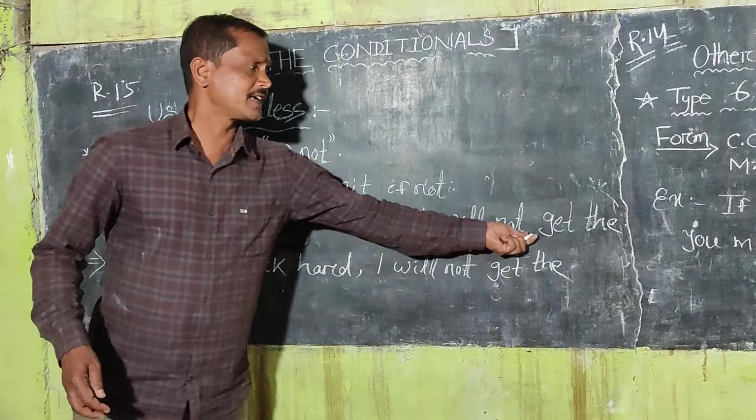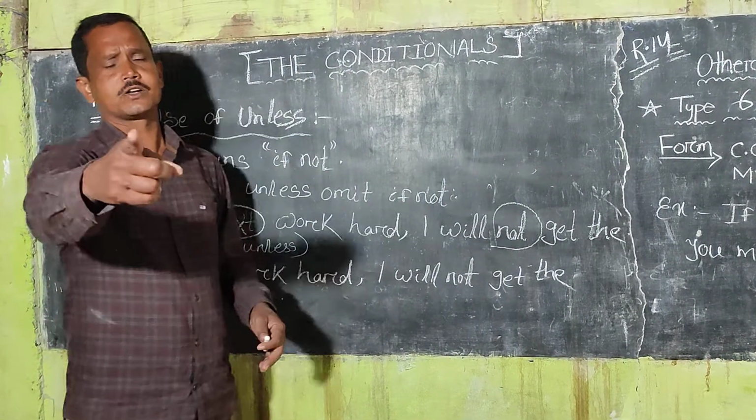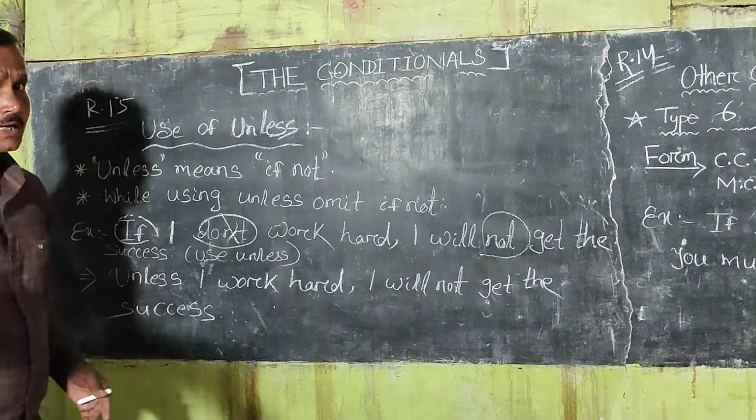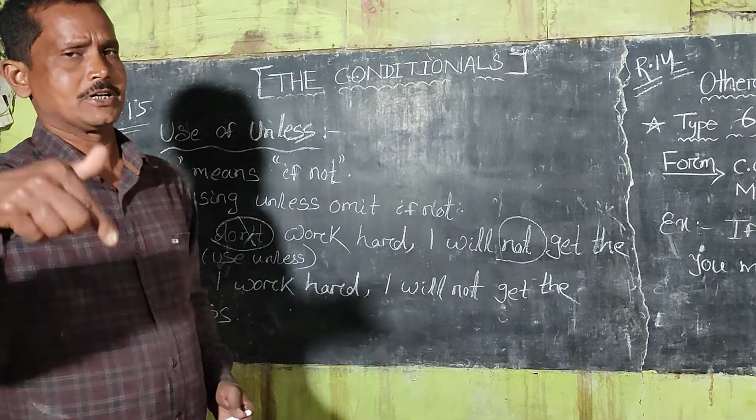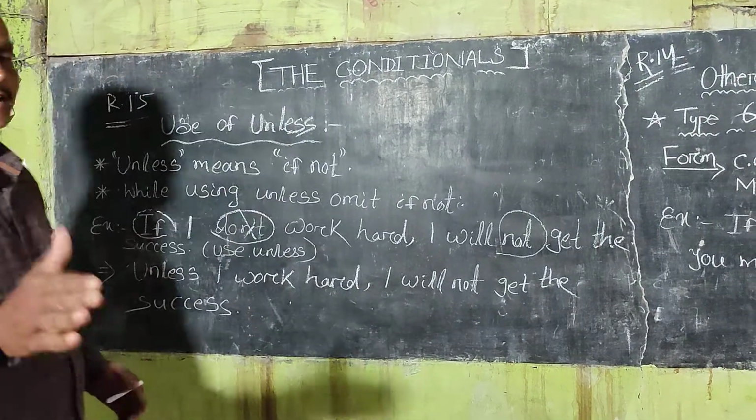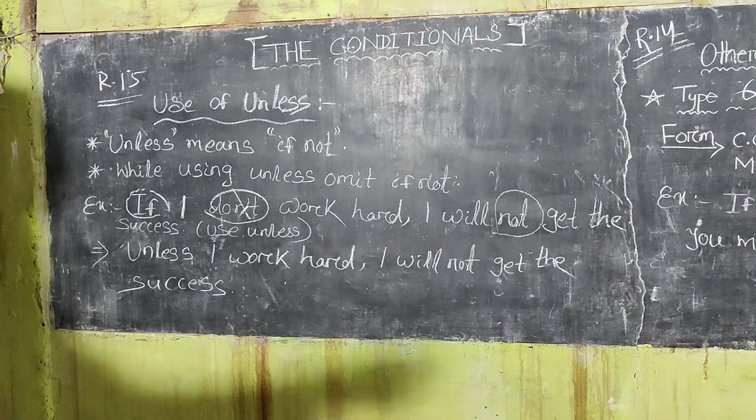But most of the students omit this not, but it is not right. Because unless means if not. But unless does not mean if not. So, while using unless, simply omit if and not.